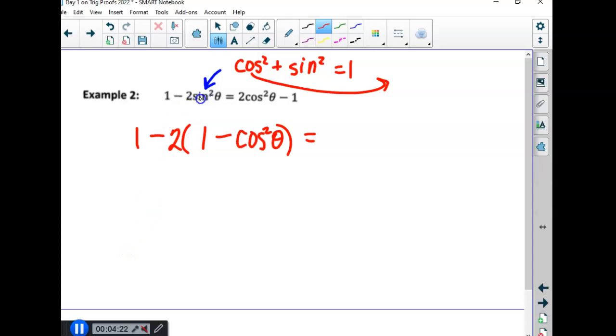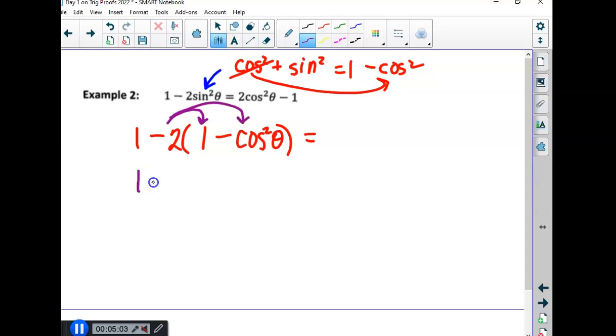Okay, so I wanted to make the left-hand side look like the right-hand side. So I found a trade for sine squared, that being 1 minus cosine squared, off the trig trade sheet. Everybody with me? All right, what do we need to do next? Algebraically, what do we need to do to this? Yeah, let's distribute this -2.